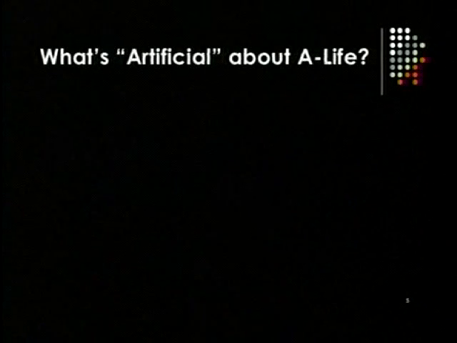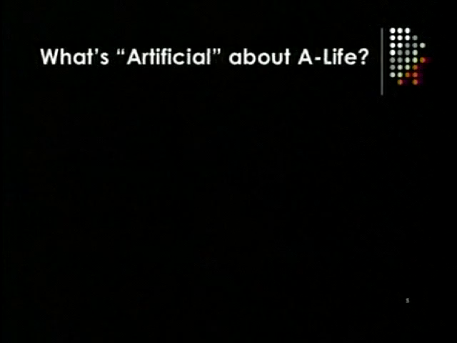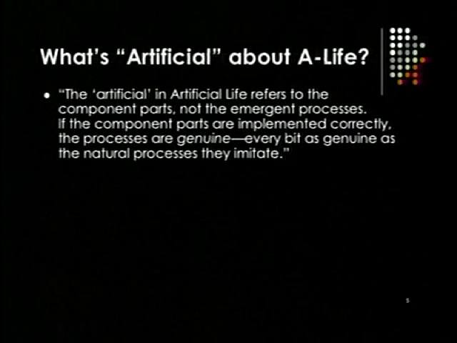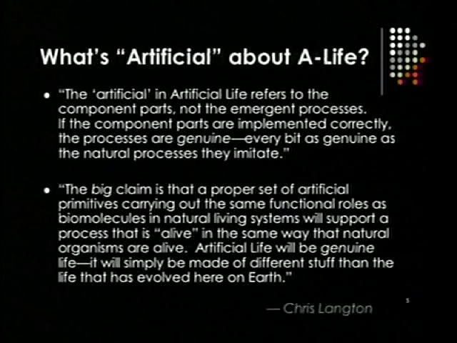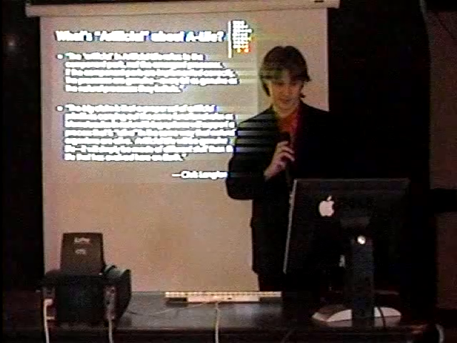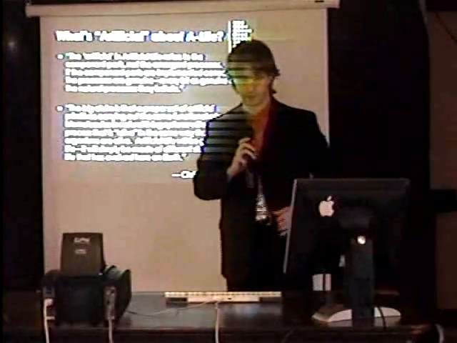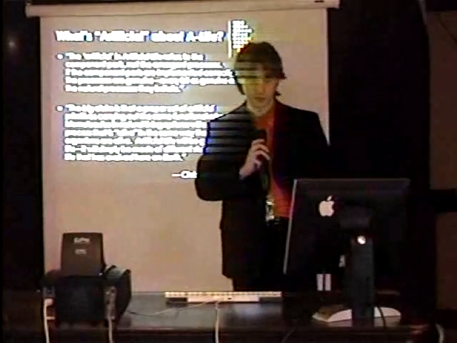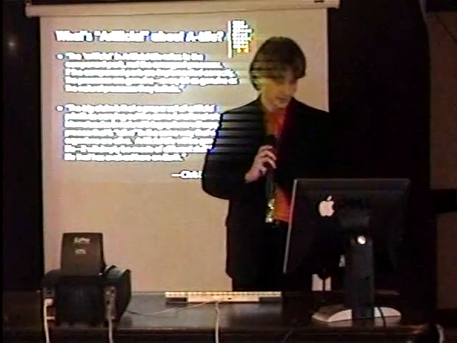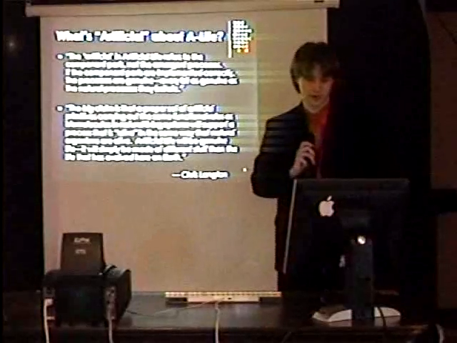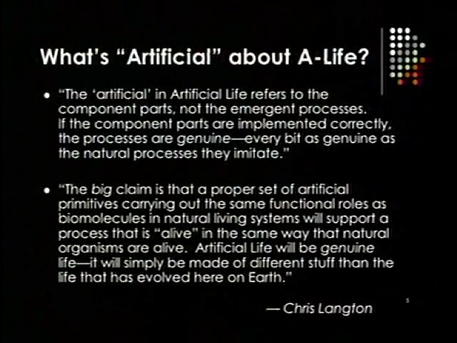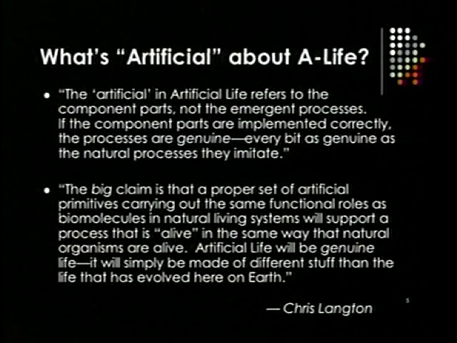So, what does it mean for life to be artificial? And this is from the father of artificial life, Chris Langton. So, the artificial in artificial life refers to the component parts, not the emergent processes. If the parts, meaning the initial things you specify, are done correctly, the life is genuine, every bit as genuine as you and me. So the big claim is that the primitives carrying out the functional roles of biomolecules in natural living systems support a process that is alive in exactly the same way that we are alive. Artificial life is genuine life. It will simply be made of different stuff than the stuff that has evolved here on Earth.